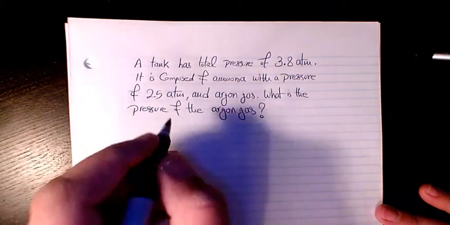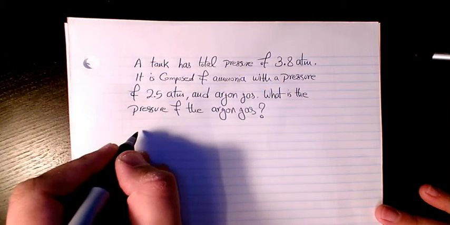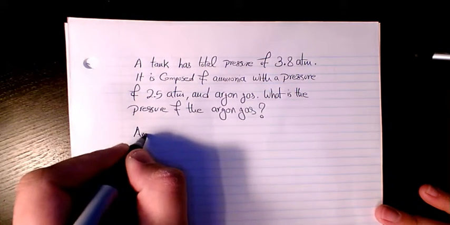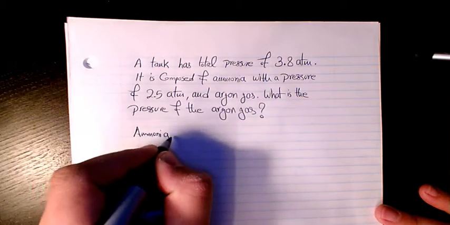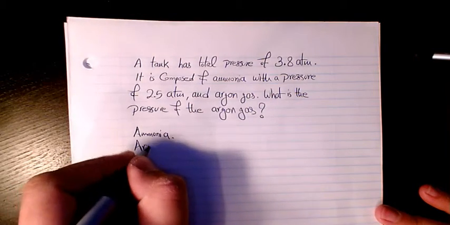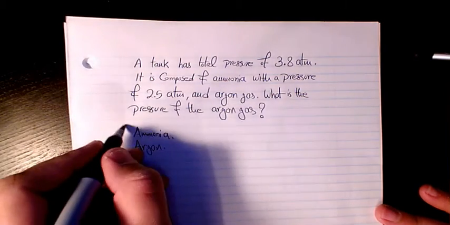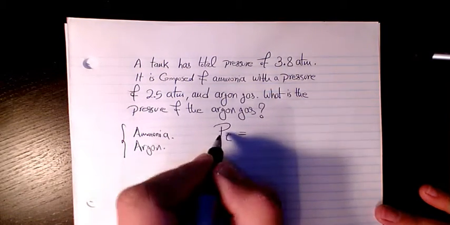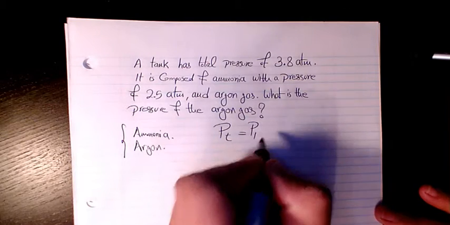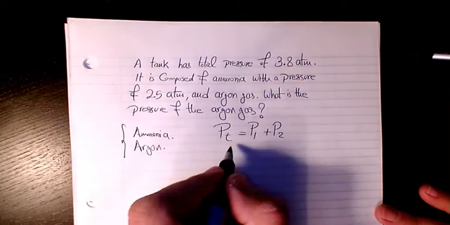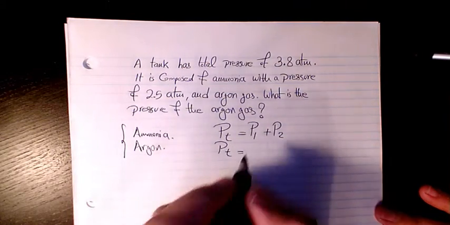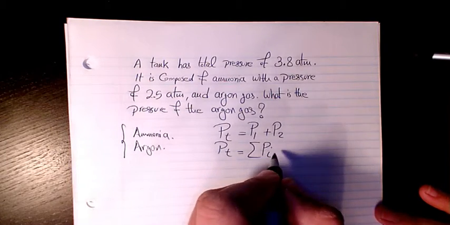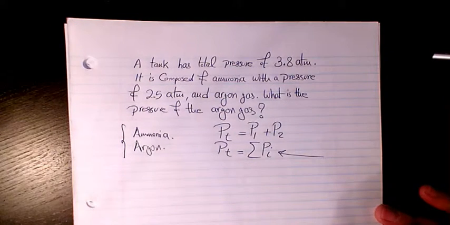So here we have a tank that consists of ammonia and also argon, nothing else. So we know total pressure P equals P1 plus P2. In general, total pressure is sigma Pi, meaning the summation of all partial pressures.